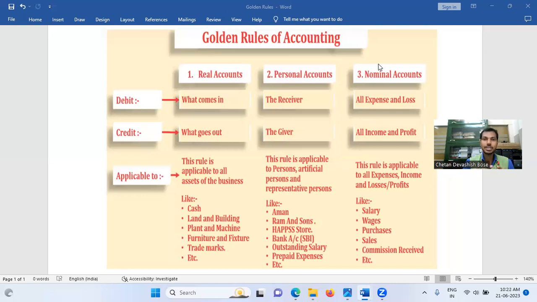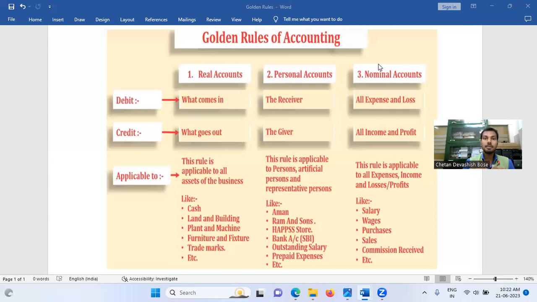For example, cash. Cash is a real account. Similarly, all the fixed assets are a part of real account: land and building, plant and machinery, furniture and fixtures, then trademark, copyright, and long-term investment, they all are a part of a real account. Now, when I say the cash is coming into the business, then I have identified that cash is a real account. Then I can post the cash at the debit side.